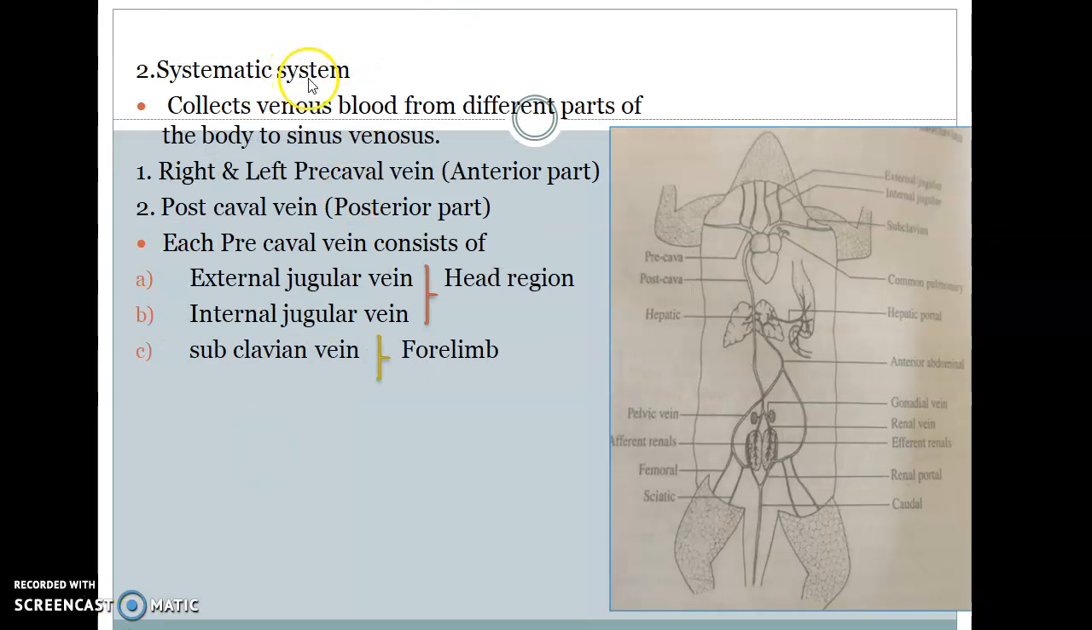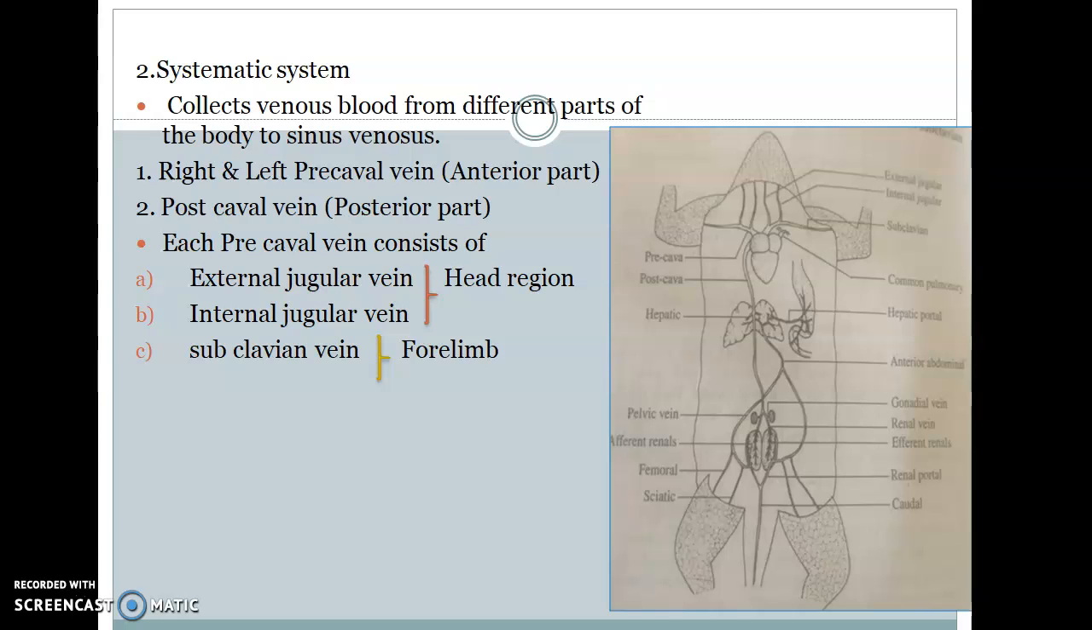Then comes the systemic system. Systemic means related to the different organs and parts of the body. The systemic system is mainly concerned with collecting venous blood from different parts of the body to the sinus venosus. We know that the sinus venosus is the region mainly concerned with receiving impure blood from different parts of the body.